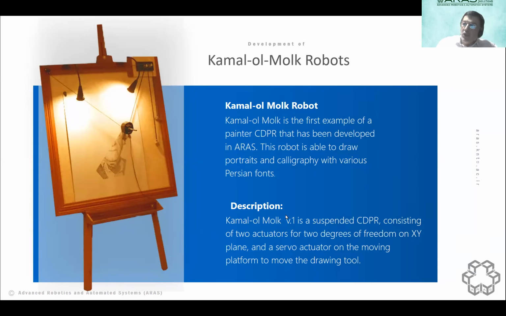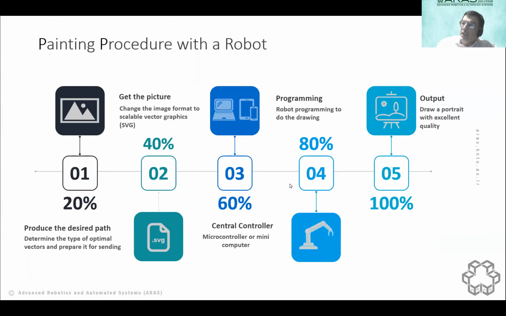Camel Molk version 1 is a simple suspended robot with 2 cables and 1 degree of freedom. I should say half a degree of freedom, just to push the marker on the board or take it off. So it is an XY plane motion, and it is servo actuated.